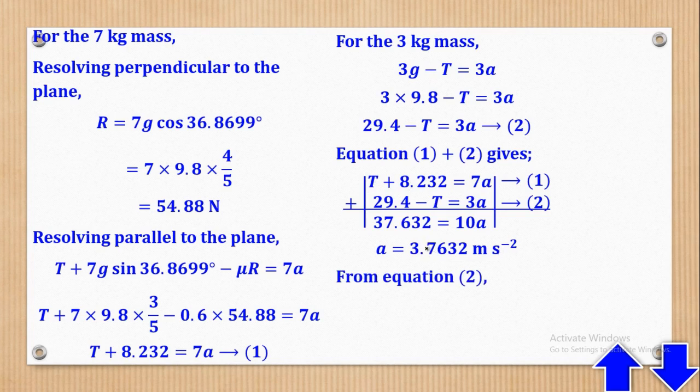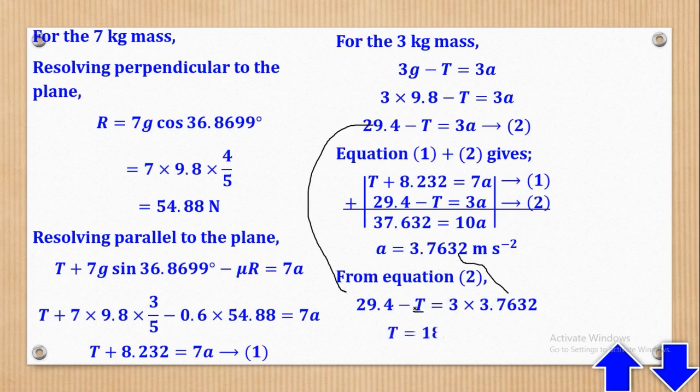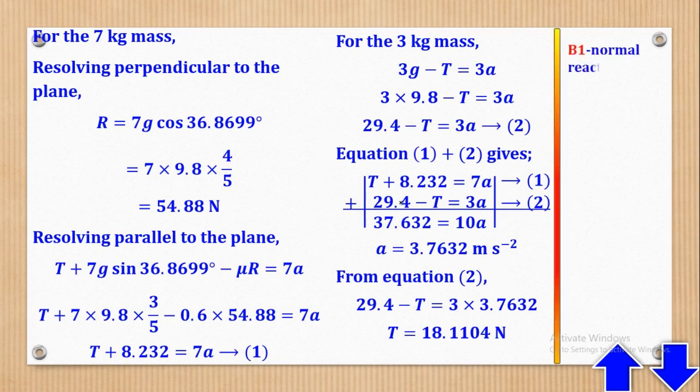Now what about from equation 2? When I come to equation 2, I'll be able to get my tension. So 29.4 minus T is equal to 3 times acceleration, which is that. In that case, I have only one unknown, which is T. Therefore, when I make T the subject, T will be 18.1104 newtons. So that was Roman 1. They wanted acceleration and tension in the string.